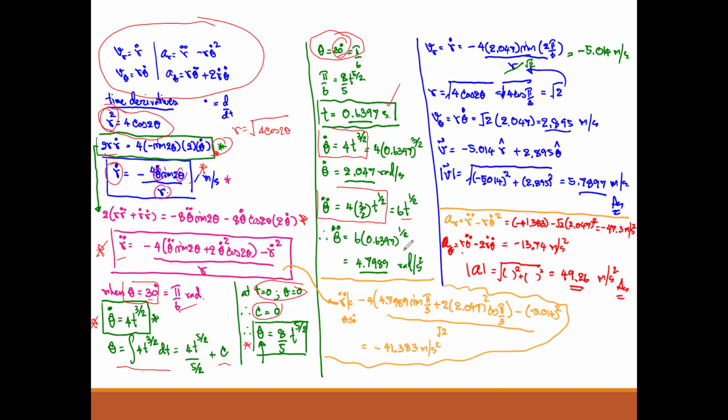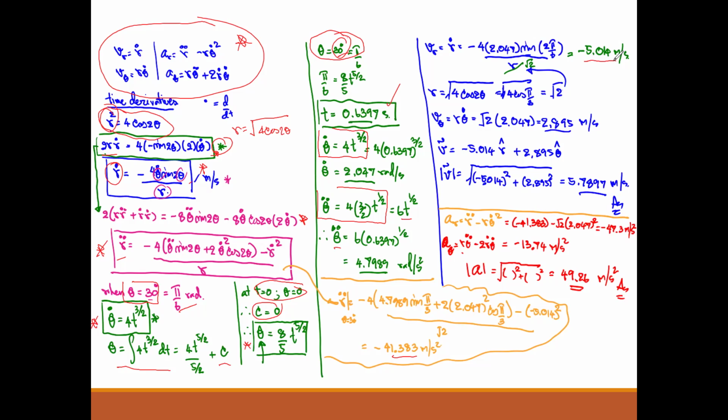That is what we use to determine theta double dot, the angular acceleration. After that, we use the same value and substitute it for r double dot at theta equal to 30 degrees, and we obtain this here. Then we substitute back into the formula to determine each component. For VR, we obtain VR equal to minus 5.014.